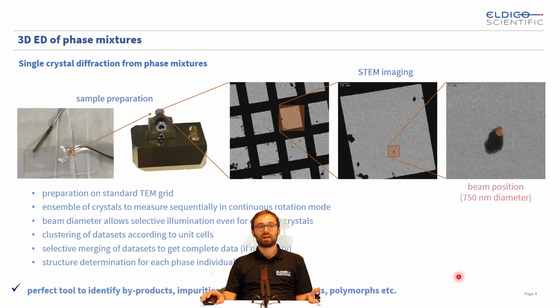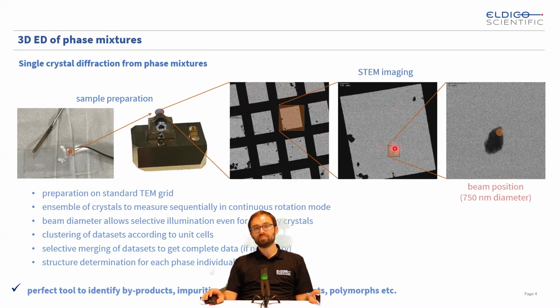Let's look at how the procedure works. So here we see a very simple sample preparation. We take a standard TEM grid. Then we can place it on a sample holder. Here we see a microscopy image. So this is a scanning transmission electron microscopy. This is the mode of choice if you want to reduce the dose on your crystals as far as possible during imaging. Then we see a lot of crystals on this grid.